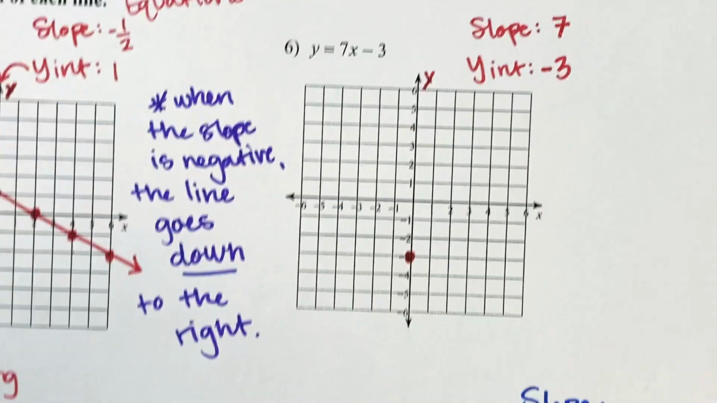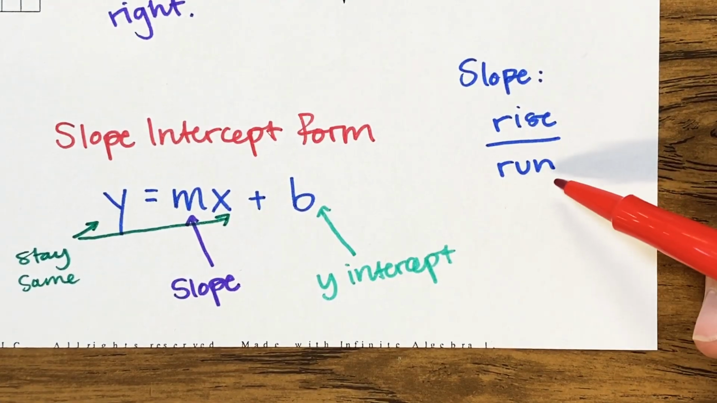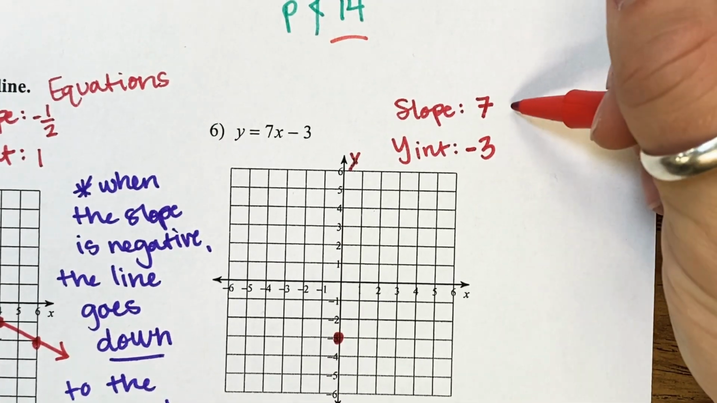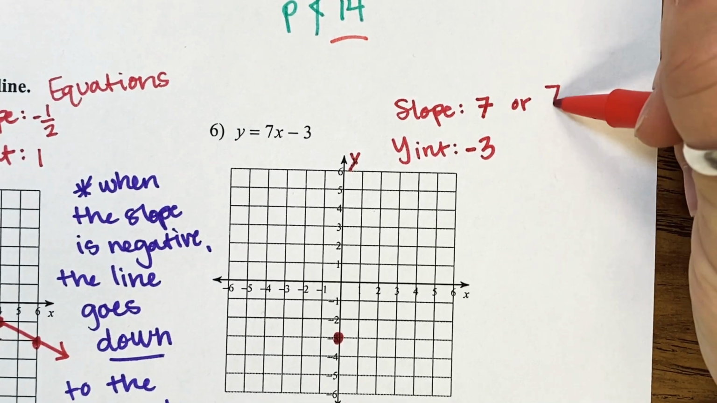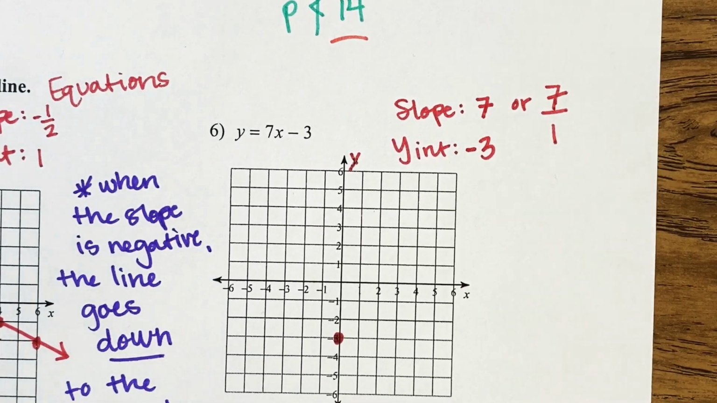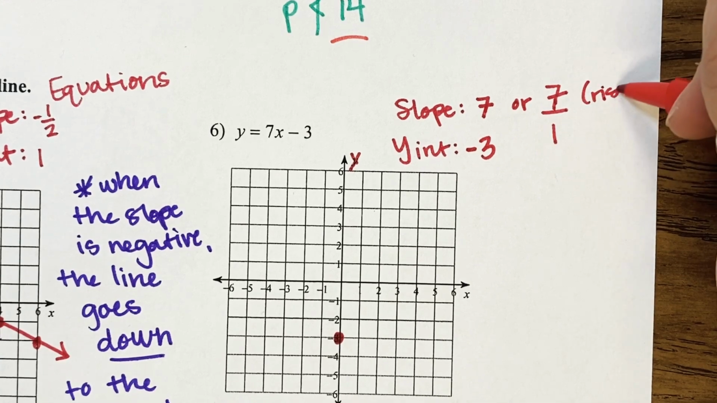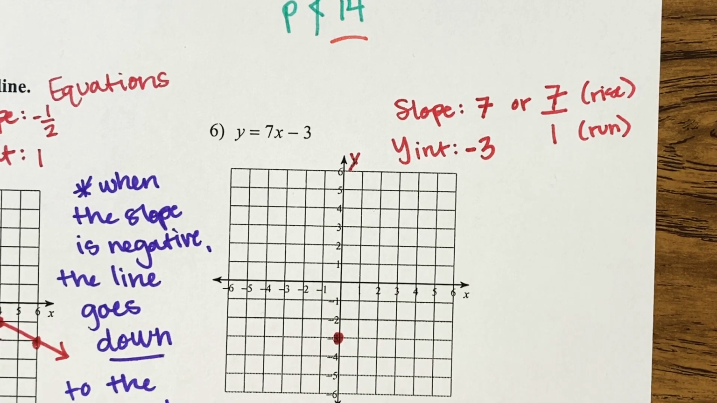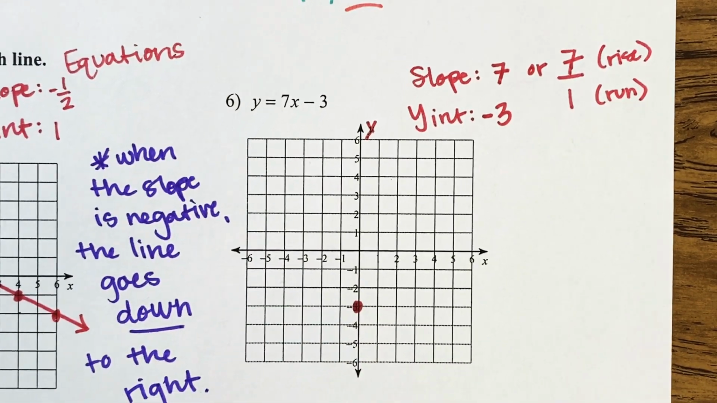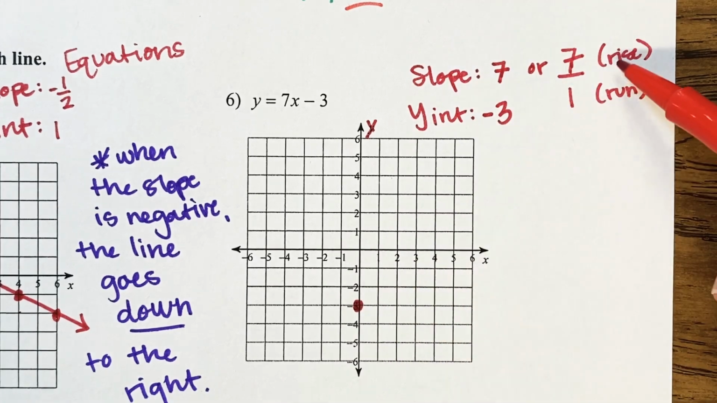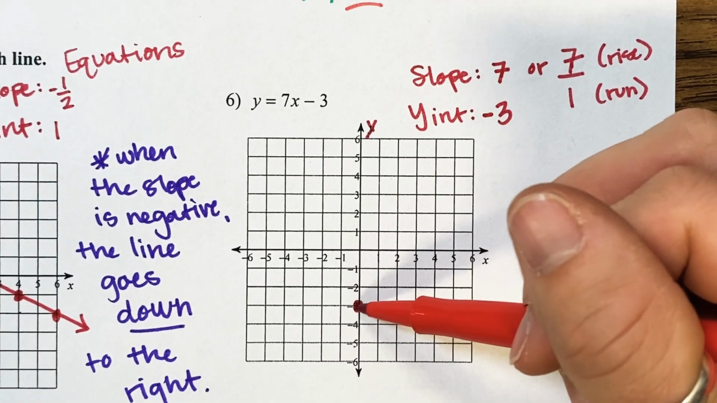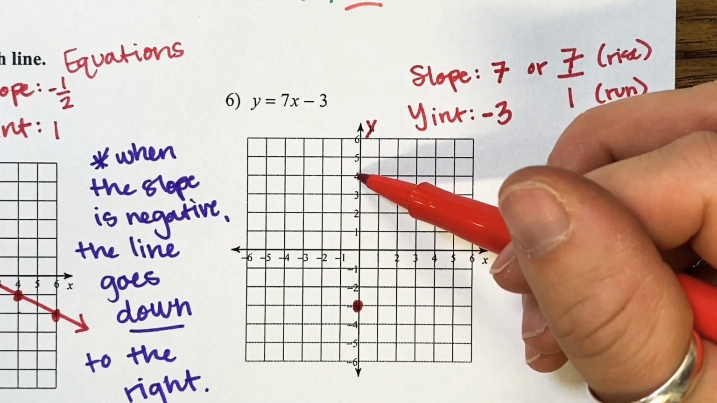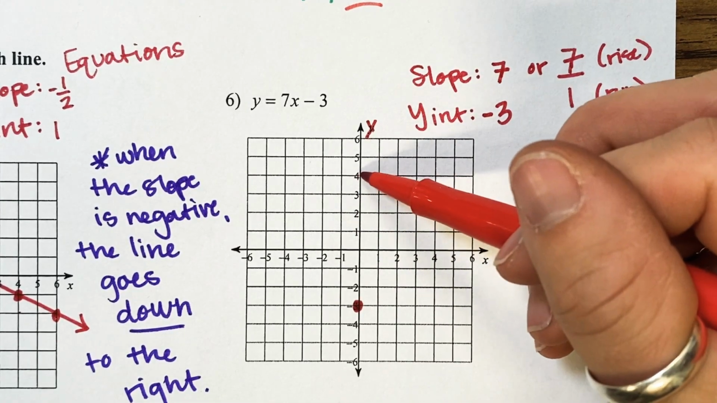Now we need to use our slope to count to our next point. But you might think, well, Mrs. Campbell, slope is rise over run, and I only see a rise right here. Remember that all whole numbers can also be written over 1. Now we have our rise over our run. We must rise before we run. So from our starting point, let's rise 7: 1, 2, 3, 4, 5, 6, 7. Now we need to run 1.